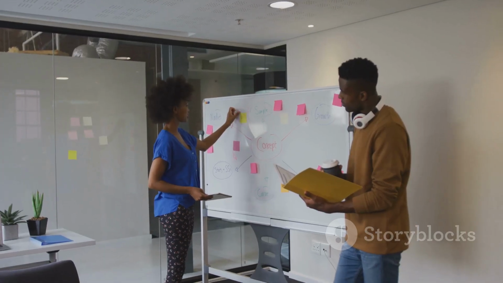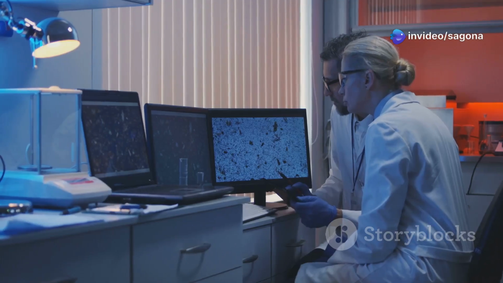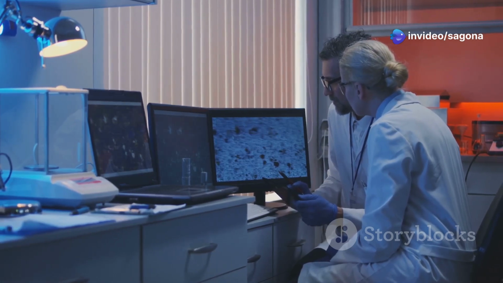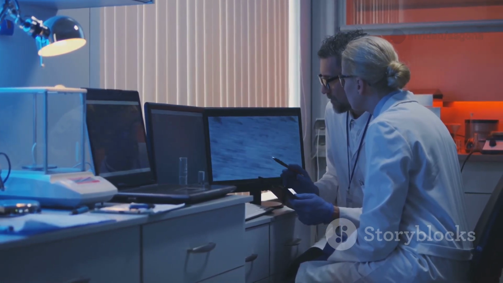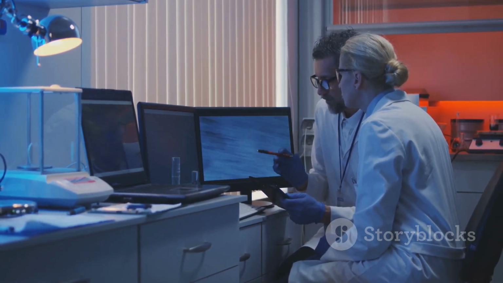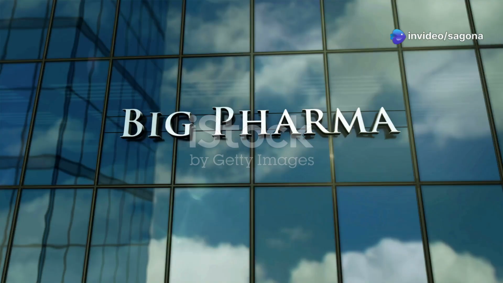But QBD does not end there. There is a commitment to continuous improvement. Data from manufacturing is collected and analyzed. This information is used to further refine the process, update the design space if necessary, and enhance overall product quality over time. It is an ongoing cycle of learning and optimization.